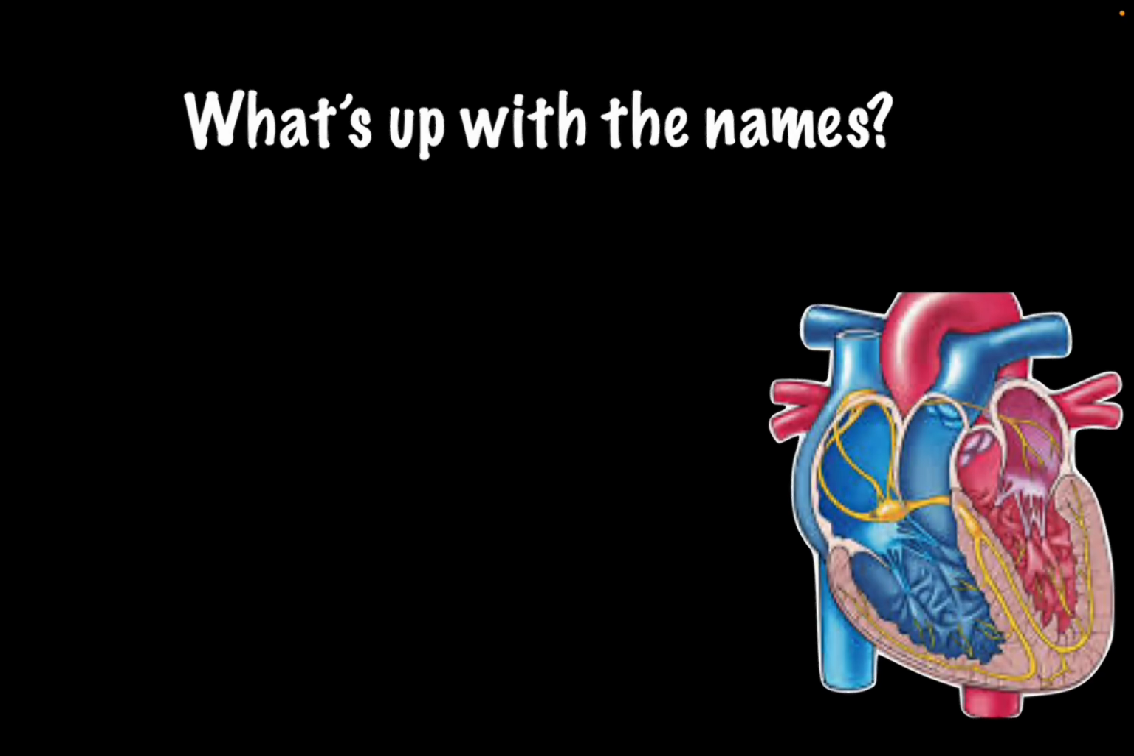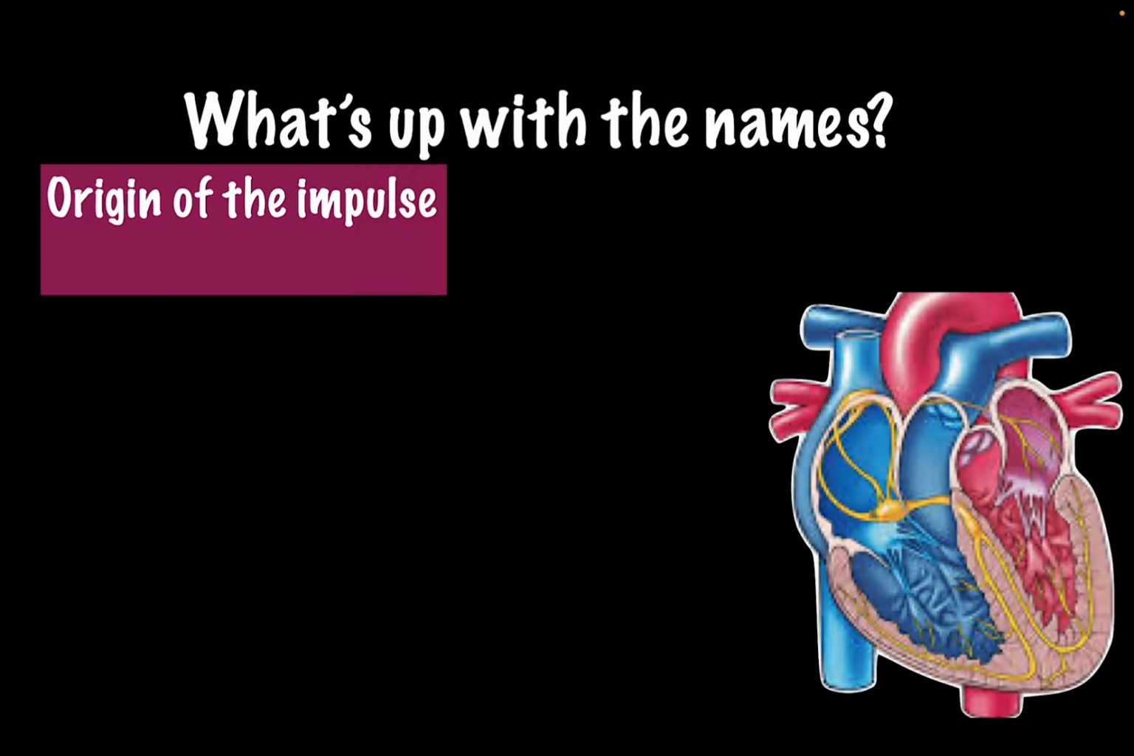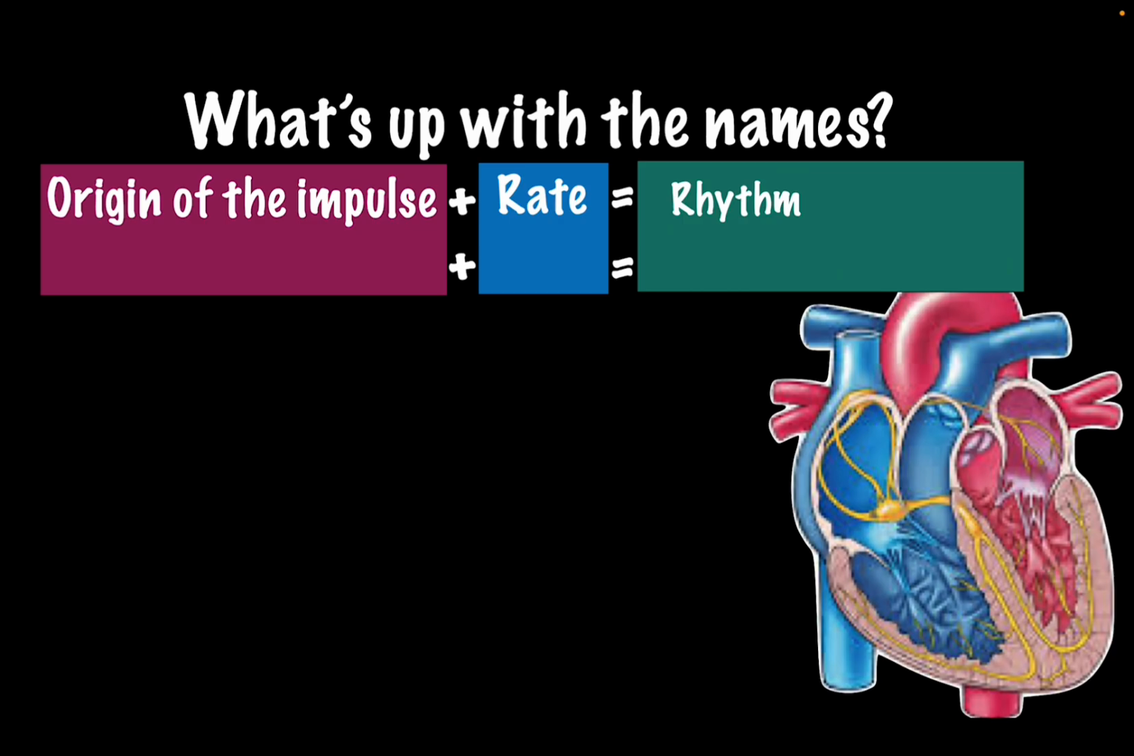So what's up with the EKG names? Well, they're not arbitrary. There's a rhyme and a reason, and we're not going to go over every name, but I'm going to show you how to break down the names of each EKG rhythm: the origin of the impulse, and a rate. Now, when I say rate, it's not the exact heart rate, and this doesn't apply to every single rhythm, but about 90% of the rhythms will give you a heart rate range. And if you combine that heart rate range with the origin of the impulse, you get the rhythm.